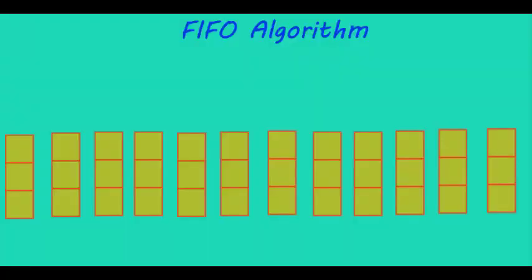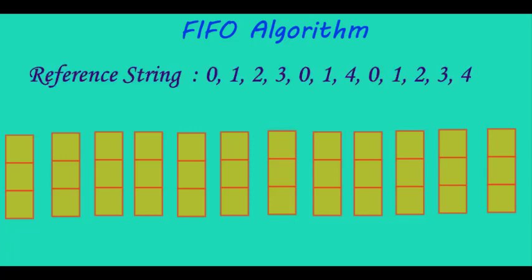Now here we have the animation. Let us see how this FIFO algorithm works. These are the frames. Here we assume that the frame size is 3, so there are 3 frames. And we'll see the reference string. As we can see, 0 1 2 3 0 1 4. It means these pages are demanded, starting with 0 1 2 3 and so on. So this is the reference string and this is the frame.